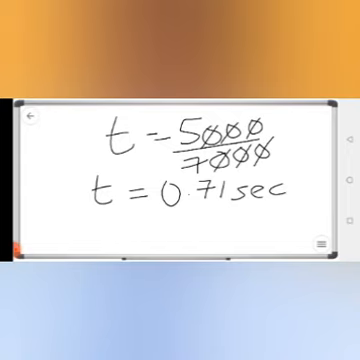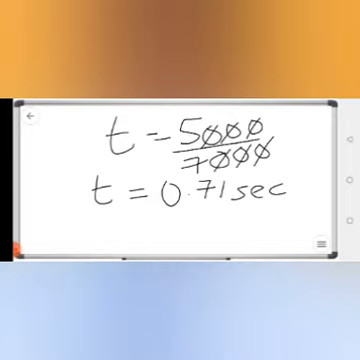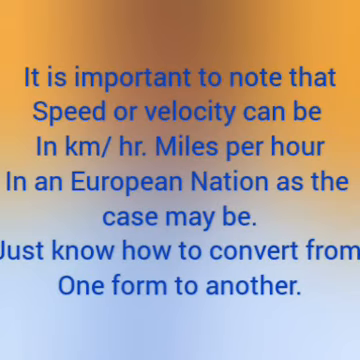It means before I blink my eye 3 times, the car would have traveled 7,000 meters per second. It is important to note that speed or velocity can be in kilometers per hour. It can be miles per hour in a European nation, as the case may be. Just know how to convert from one form to another.